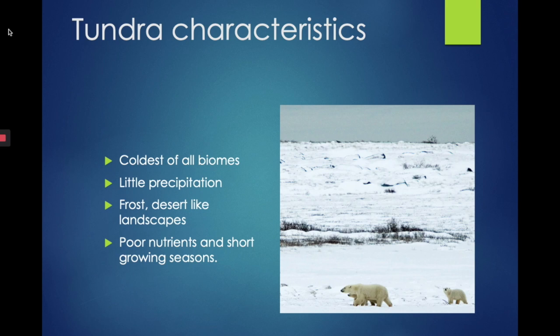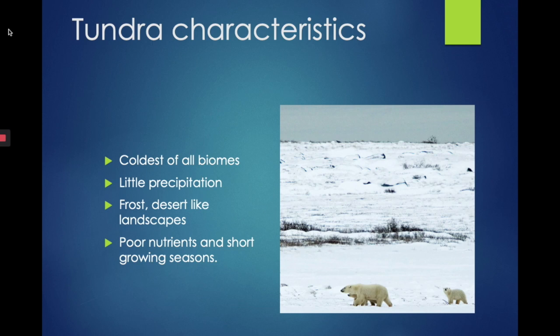The tundra is one of the coldest biomes. It has an average winter temperature of minus 34 degrees Celsius. Can you imagine what this temperature would feel like? The average summer temperatures are between 3 and 12 degrees Celsius, which is still quite cold.